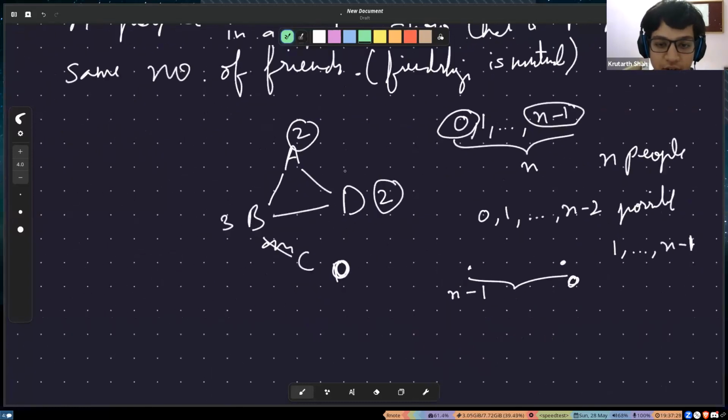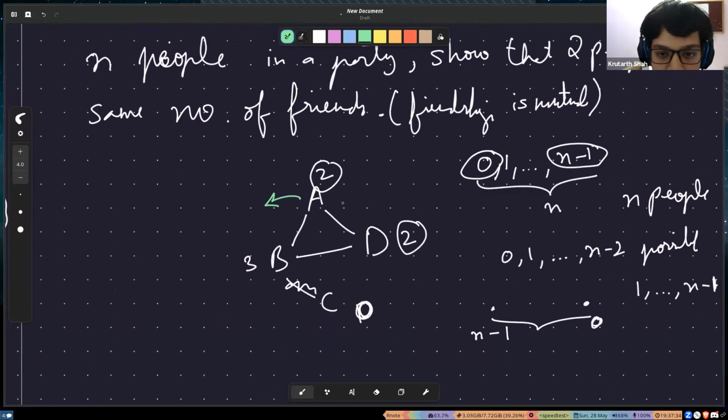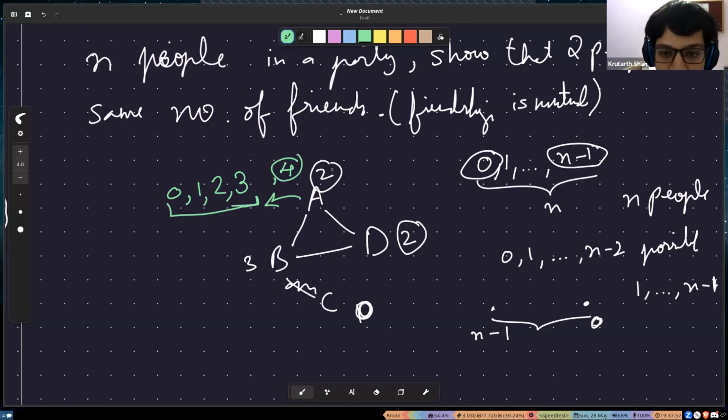Right. So let's look at each person. Let's say A. For now, let's just assume there are 4 people. What is the possible number of friends he could have? He could have 0 friends, 1 friend, 2 friends, or 3 friends. He cannot have 4 friends, because there are only 4 people. Agreed? So there are only 4 possible values.